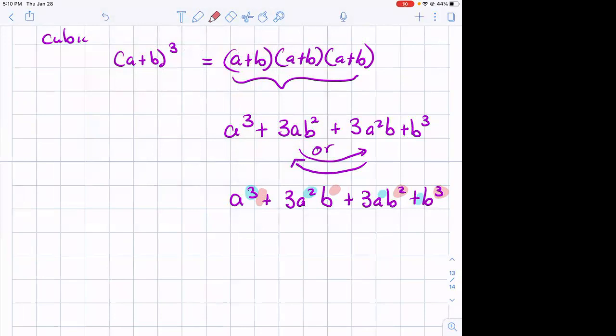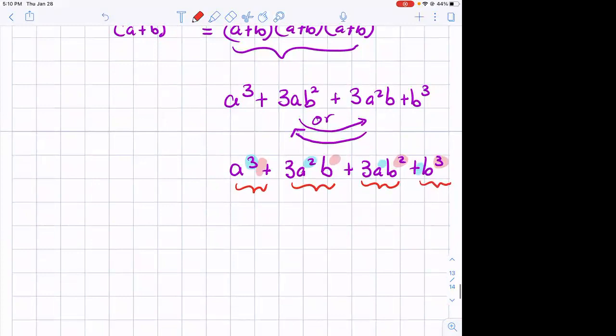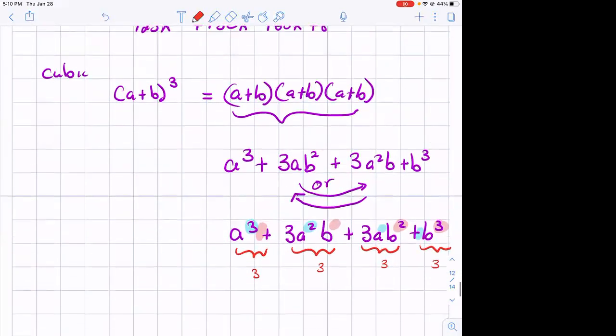In addition, if you add the powers of these two terms, what do you think you're going to get? Only the powers. The power here is 3. Sorry, I said 4, but the power will be 3. Power here is 3, power here is 3, and that's because it is cubed.